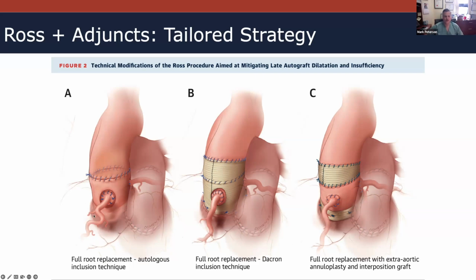So this is the panel on the left. A panel shows a standard Ross where we just replace the root and there's no adjuncts. Panel B shows the Ross procedure, but stabilizing the sinotubular junction if the aorta is over 40 millimeters with a Dacron band so that the sinotubular junction doesn't dilate over time. And then panel C shows both stabilization of the sinotubular junction and, like you saw in the Lansac procedure, which is the modification of the Yacoub, which provides annular stabilization externally. One would consider that for patients being considered for Ross that have dilated annuli.